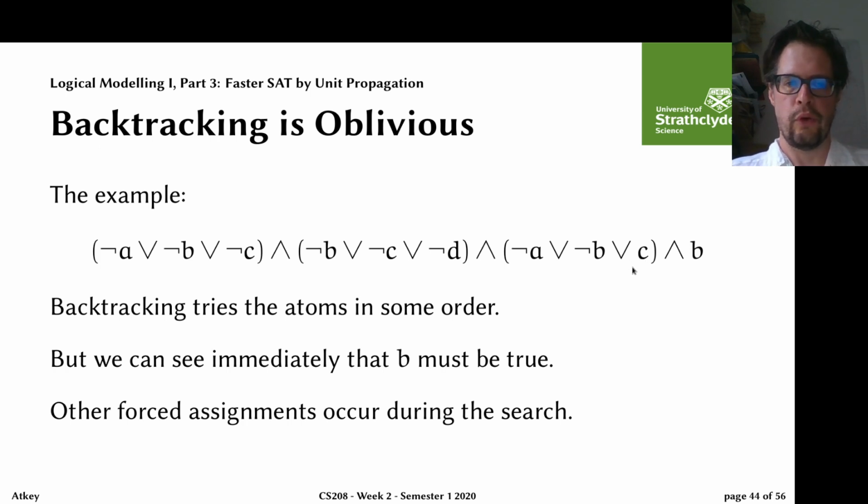This is the example formula from the last video, and we can see immediately that B has to be true for any satisfying assignment. But backtracking just tries the atoms in some order and doesn't know that B must be true, so it might try B being false first. And as we see, other forced assignments occur during the search.